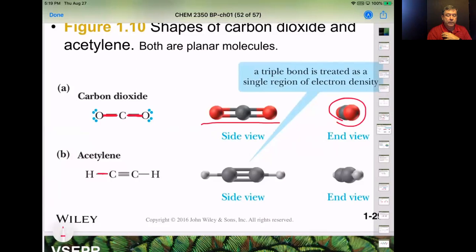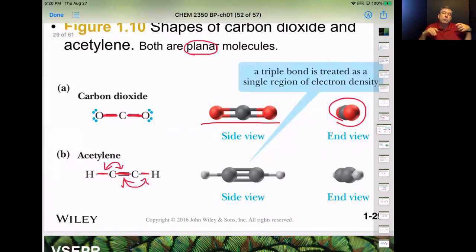So this is 1 region and this is the second region. So we're going to have 180 degrees apart here. This is 1 region and this is 1 region. These are going to be 180 degrees apart here. So what that makes it is the entire molecule, all 4 atoms line up, and we have a linear molecule. So this should say linear, not planar.